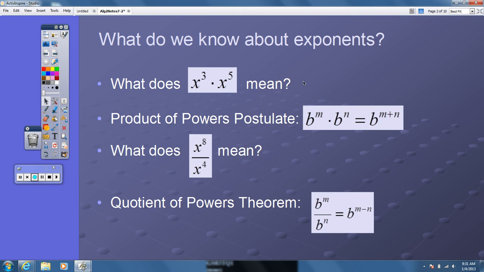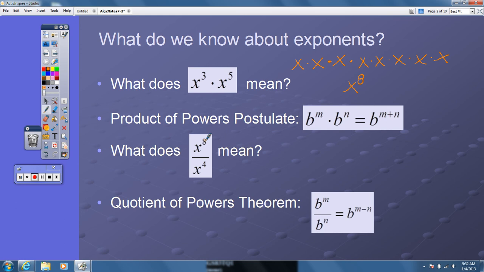What does x to the third times x to the fifth mean? Well, x to the third is x times x times x. Times x to the fifth, well that's times x times x times x times x times x. All of a sudden, I have x to the 1, 2, 3, 4, 5, 6, 7, 8. Okay? What did I do here? Well, I took the 3 and I added it to the 5 because that's how many times I multiplied. It was repeated multiplication. There was 3 here and then there was 5 more, so it's a total of 8.